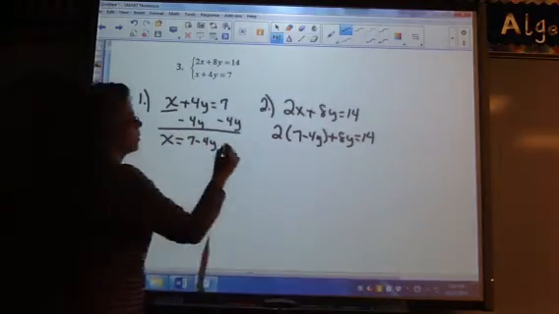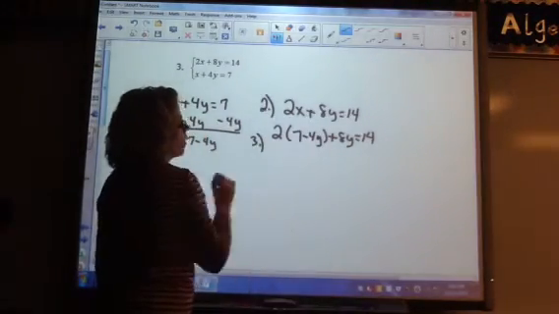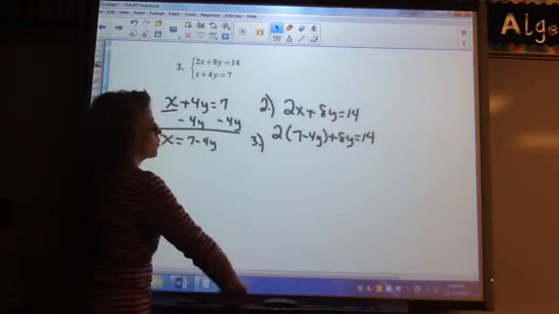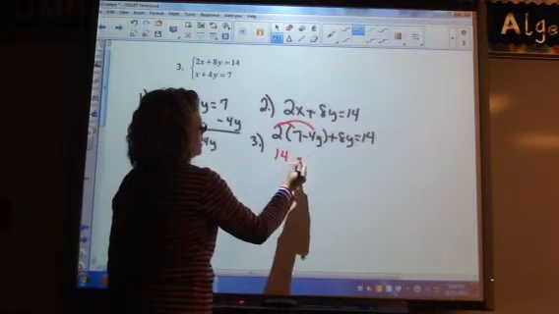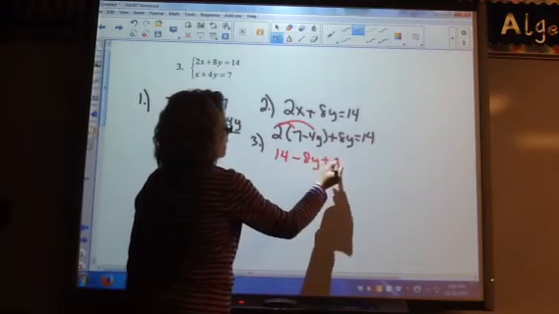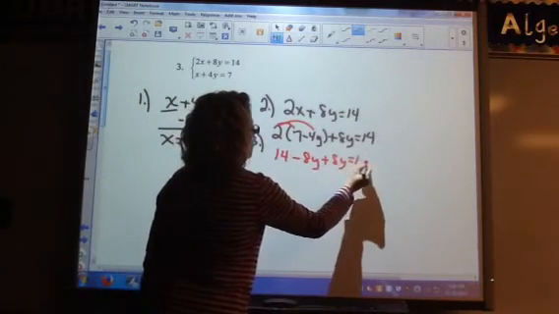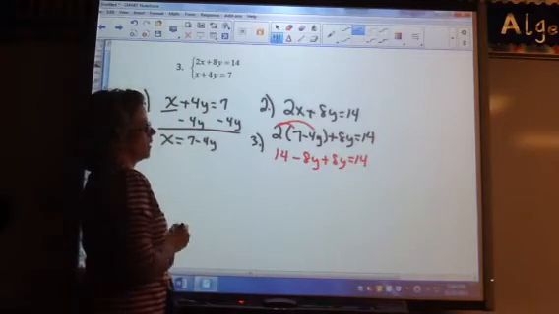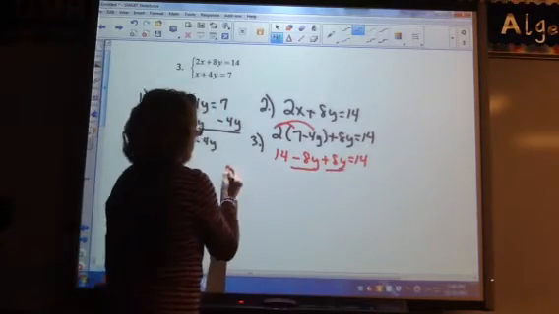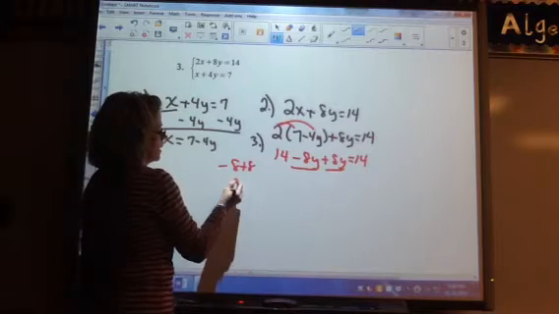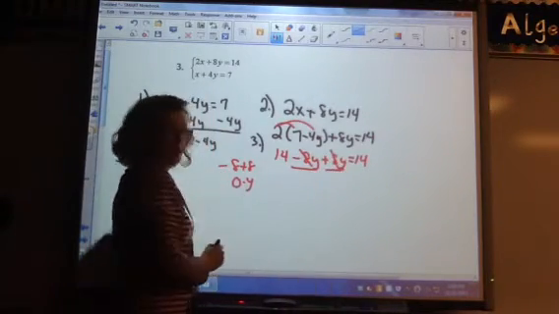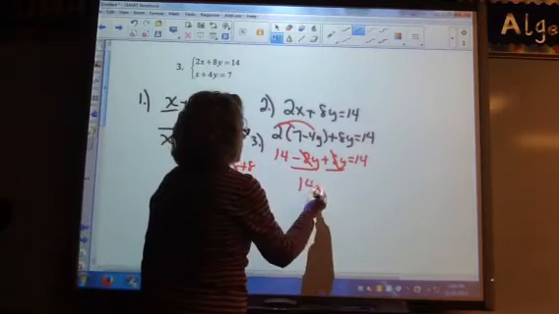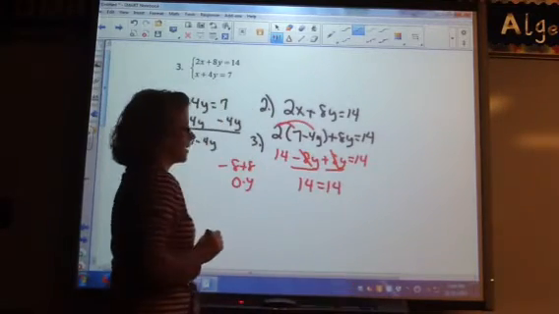Okay, step 3 is to now solve for y here. So I need to distribute. So I have 14 minus 8y plus 8y equals 14. Alright, let's combine like terms. A negative 8y plus 8y is 0. Well, 0 times y cancels out. So I have 14 equals 14.